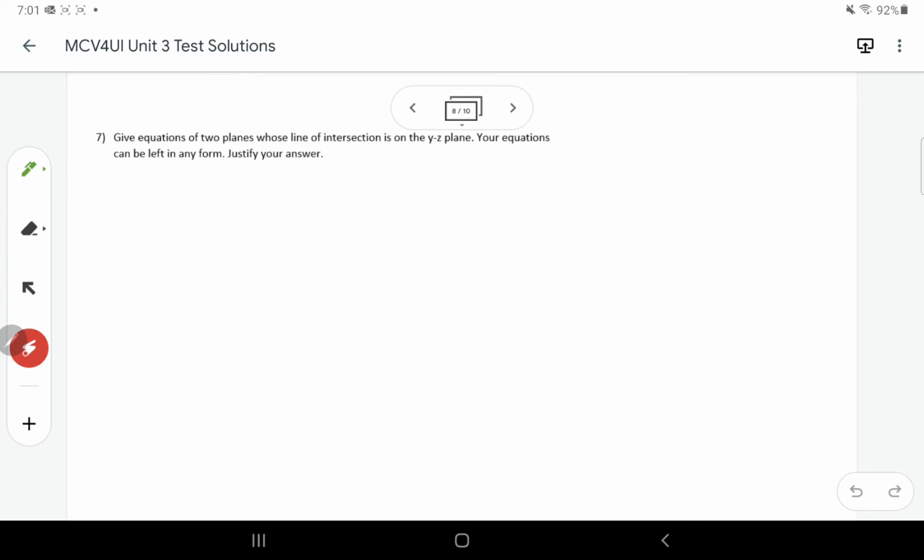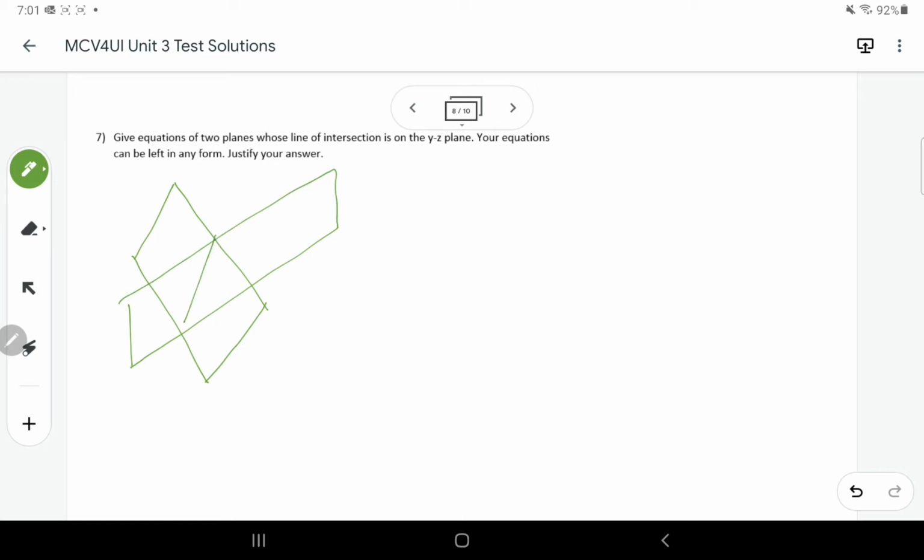So here, give equations of two planes whose line of intersection is on the YZ plane. Your equations can be left in any form. For this one, I had a lot of unique solutions, and some people came up with some very creative processes here. What I was thinking you guys would do was to come up with that line of intersection.